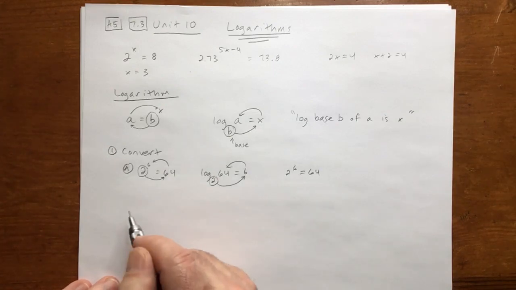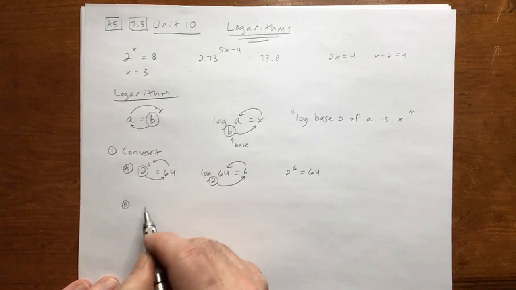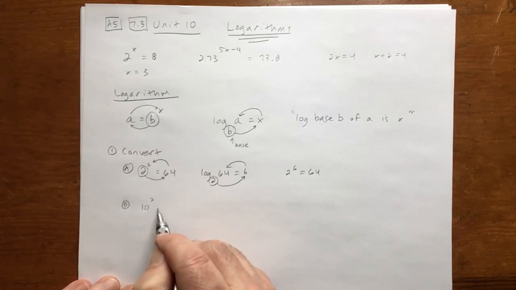Okay, let's try it again. Let's do something very simple. 10 squared equals 100.